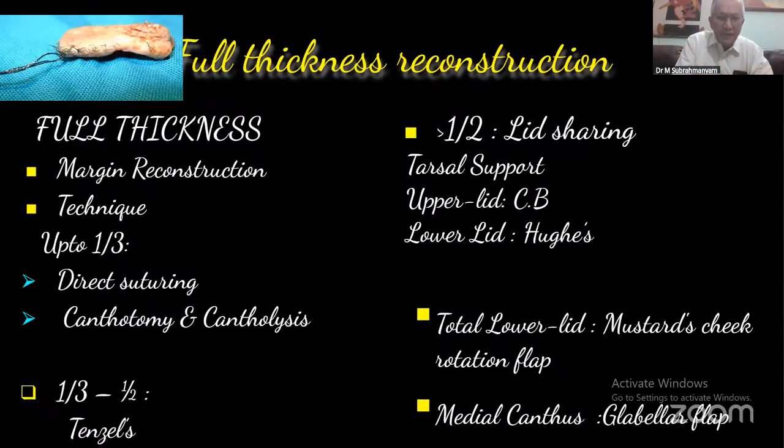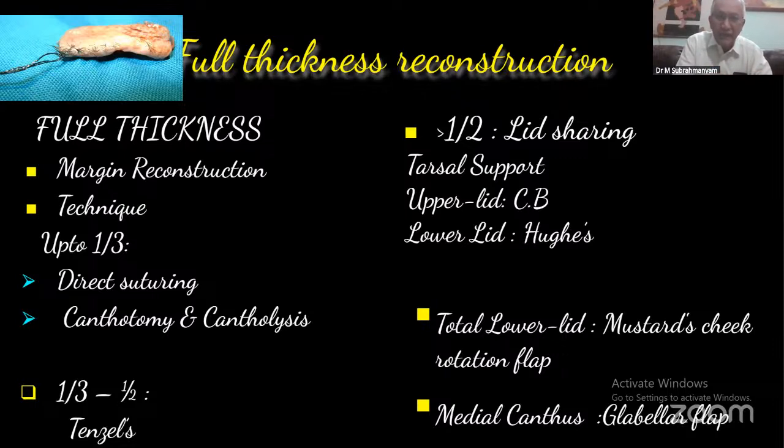If the coloboma size is one-third to half, we can do a Tenzel temporal semicircular flap. Both these techniques, canthotomy and cantholysis, or Tenzel semicircular flap, are the same for upper lid coloboma as well as lower lid coloboma, up to 50% of the size of the coloboma. Remember that the lid has adequate tarsal support.